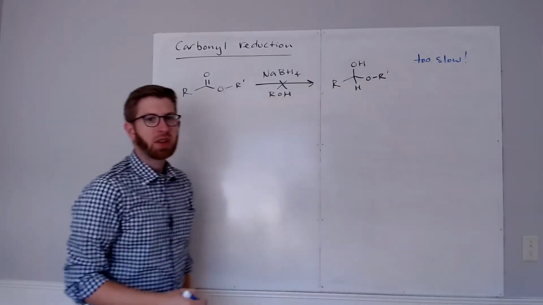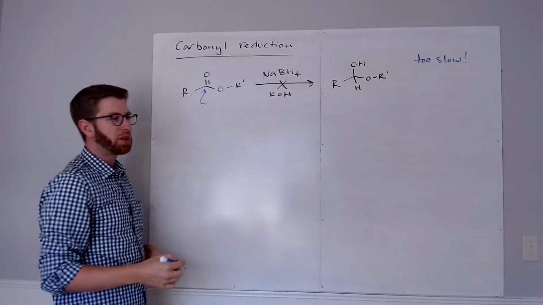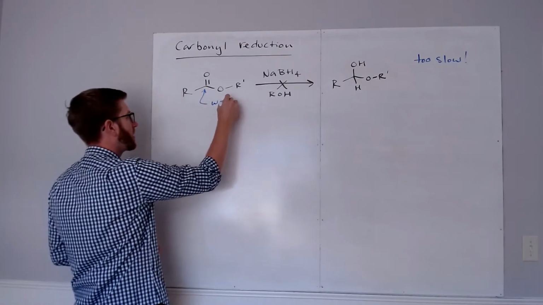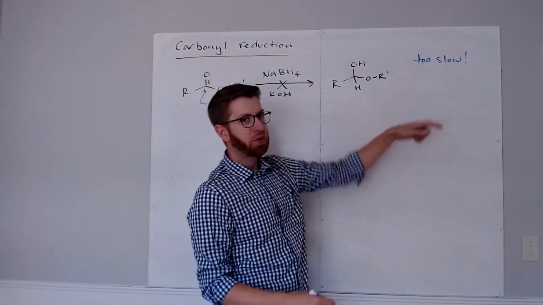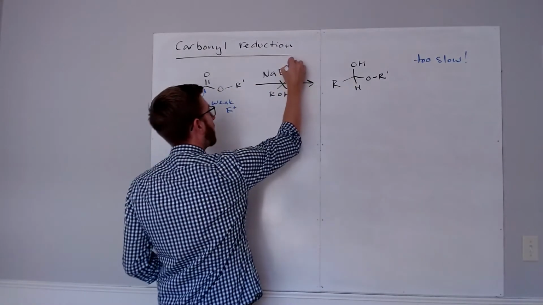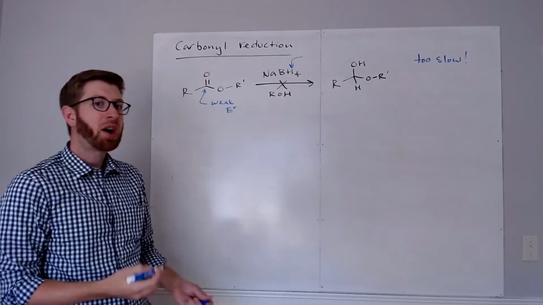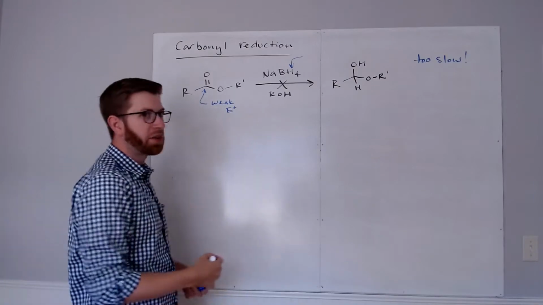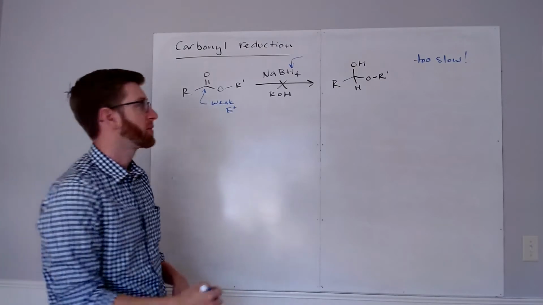One way we could rationalize that is we have an ester which we know is not a particularly electrophilic carbonyl. So we'll say this is a weak electrophile. And this result, that the reaction is too slow, tells me something about the nucleophilicity of the hydrogens in borohydride. These are probably only moderately or weakly nucleophilic. So they're only going to react with our most electrophilic kinds of carbonyls, things like aldehydes or ketones, for instance.